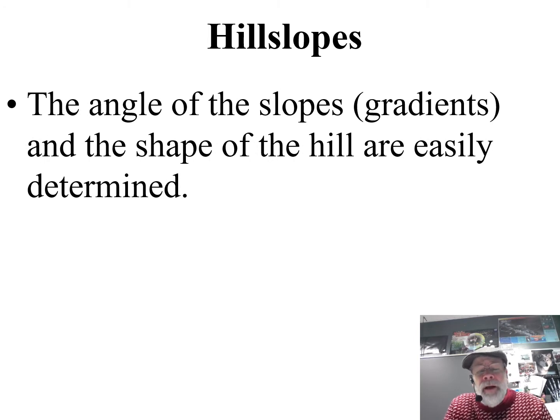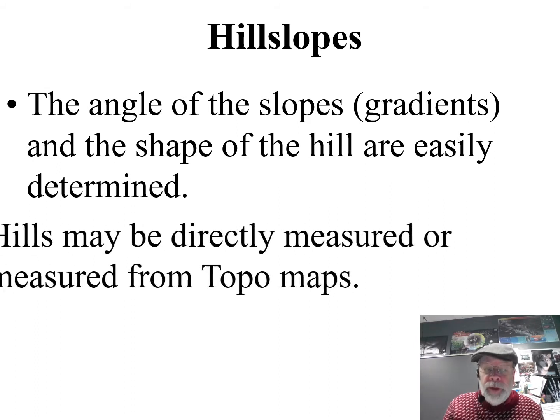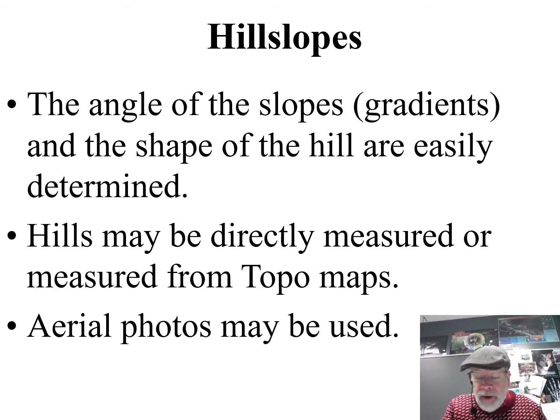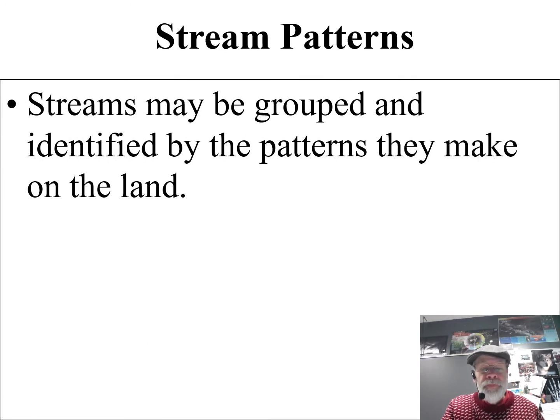So the angle of the slopes, the gradients, right? We did that when we looked at how to figure out what the gradient on a topographic map is. So we could easily determine what the gradient is. We can measure it directly or from topo maps. We can use aerial photos. So there are certain stream patterns that give us clues as to what happened. They're identified by the patterns they make on the land.